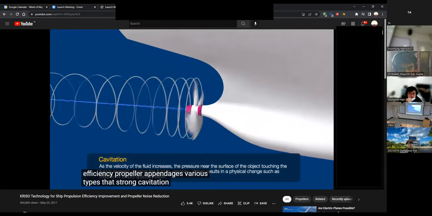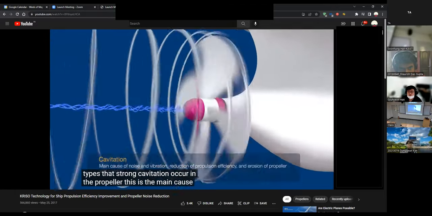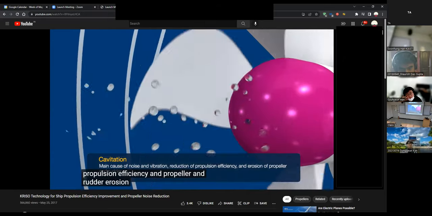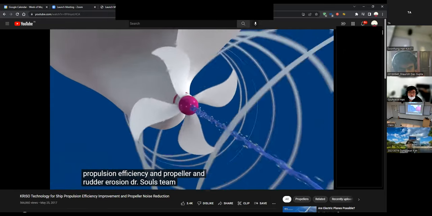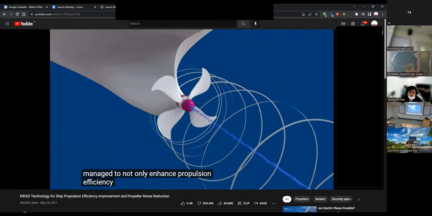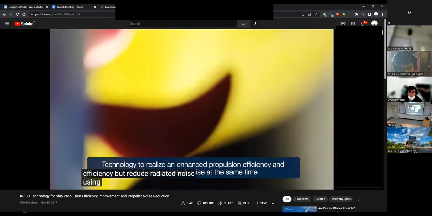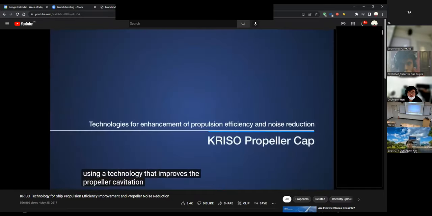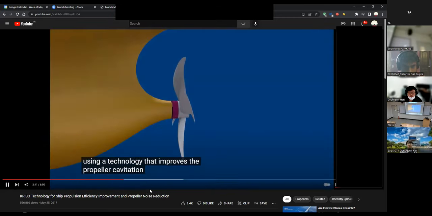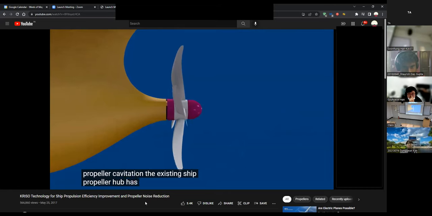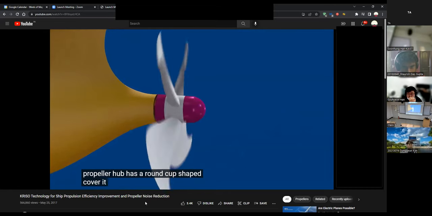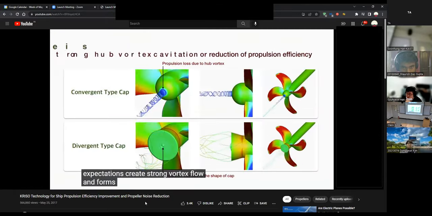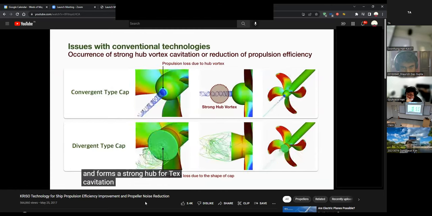Various types of strong cavitation occur in the propeller. This is the main cause of noise and vibration of ship, loss of propulsion efficiency, and propeller and rudder erosion. Dr. Seoul's team has managed to not only enhance propulsion efficiency, but reduce radiated noise using a technology that improves the propeller cavitation. The existing ship propeller hub has a round cup-shaped cover. Its sleek shape, contrary to expectations, creates strong vortex flow and forms a strong hub vortex cavitation.